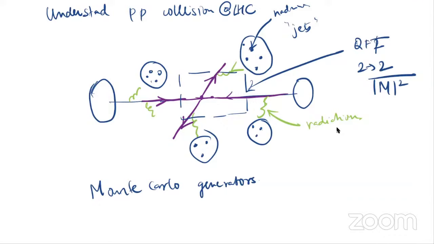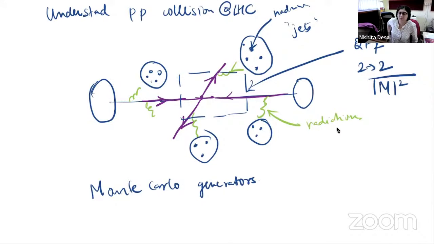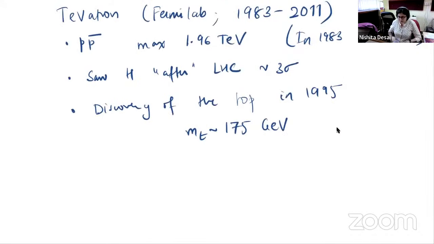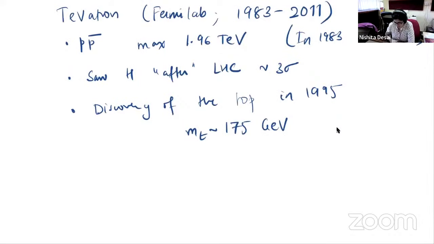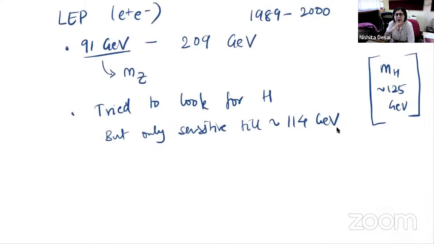What is actually meant by the sensitivity of a collider? Like when you said that LEP was sensitive to like 114 GeV. Right, that's a very good question. Sensitivity can be defined in many ways. I was using it in a very hand-wavy kind of way, just to mean the energy to which it could reach.